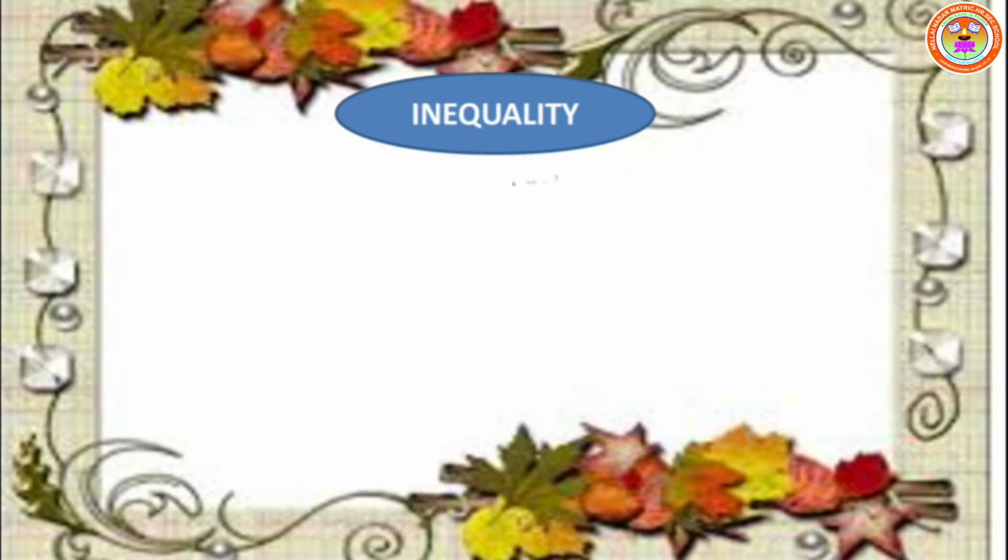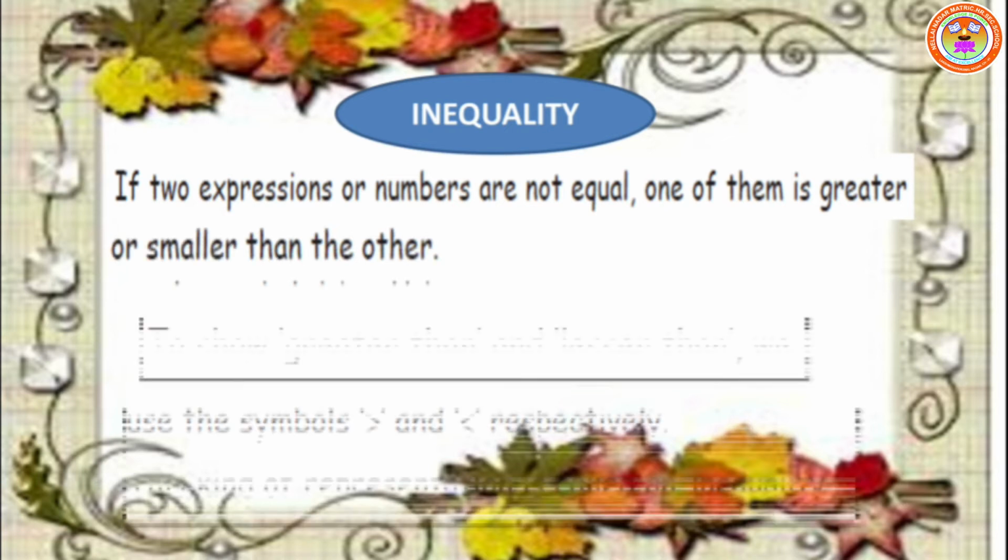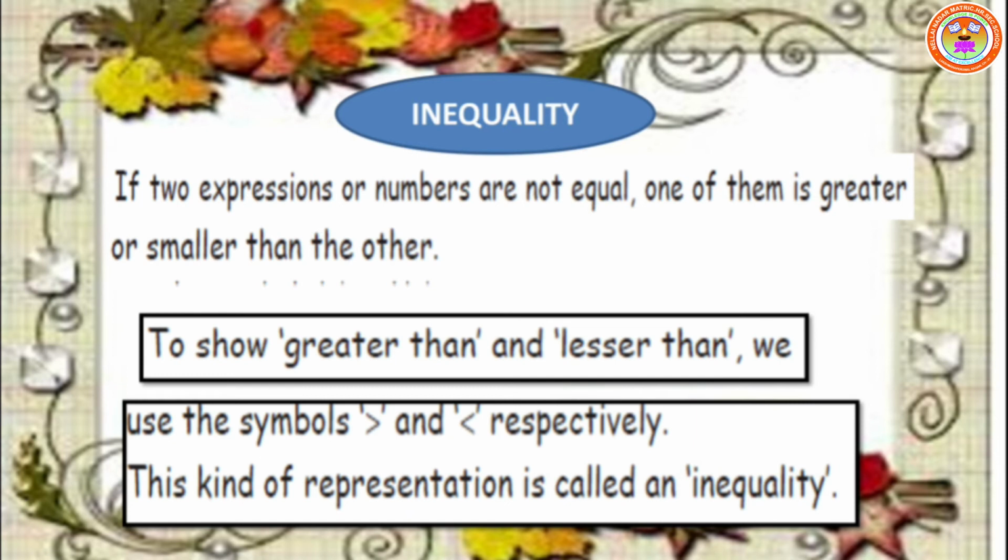What do you mean by it? If two expressions or numbers are not equal, that is very, very important, one of them is greater or smaller than the other. To show greater than and lesser than, we use symbols, right? The first one is the greater than symbol and the second one is the less than symbol. This kind of representation is called an inequality.